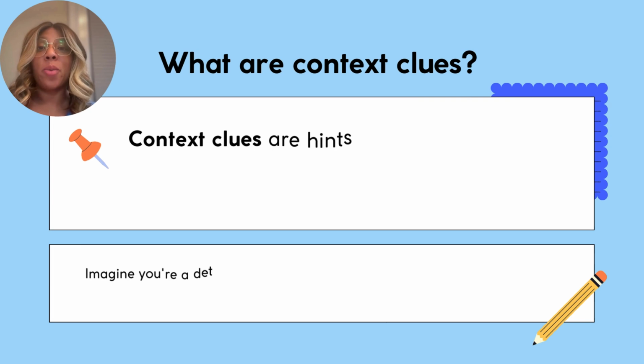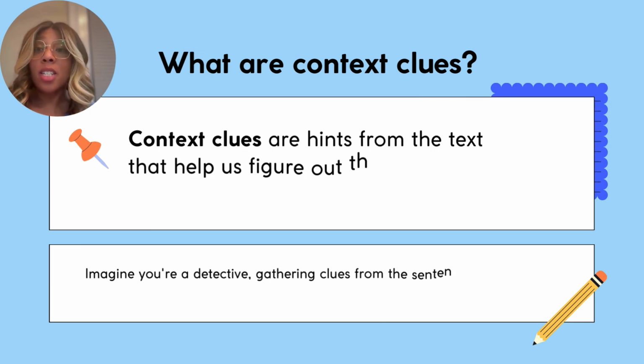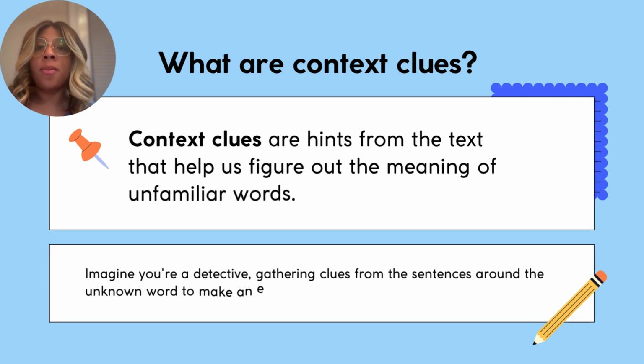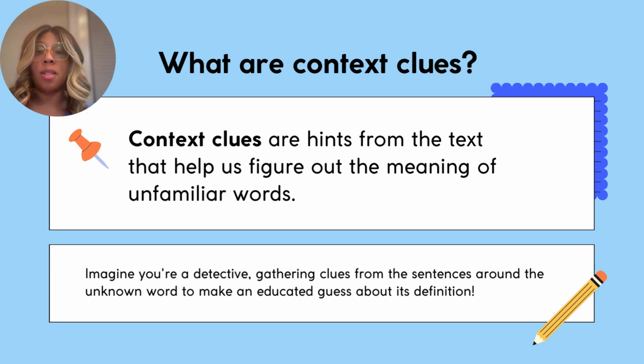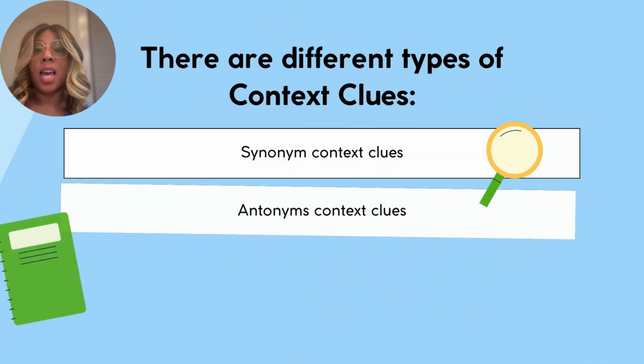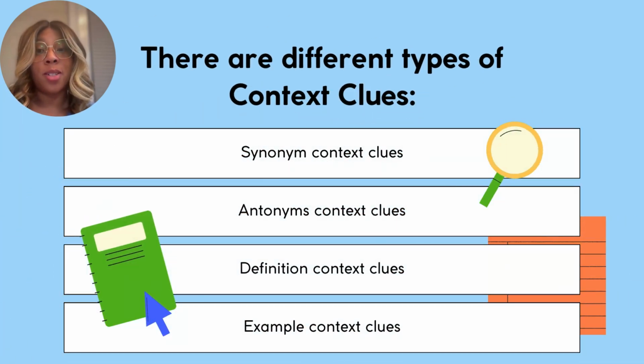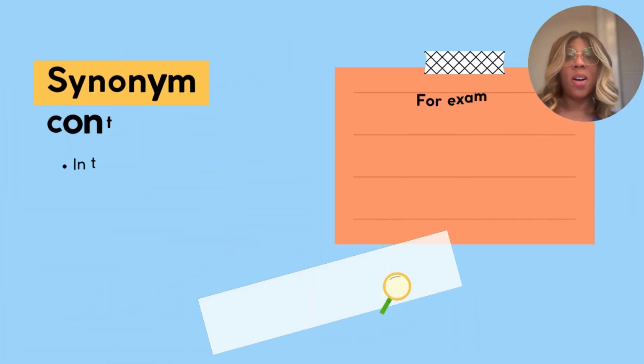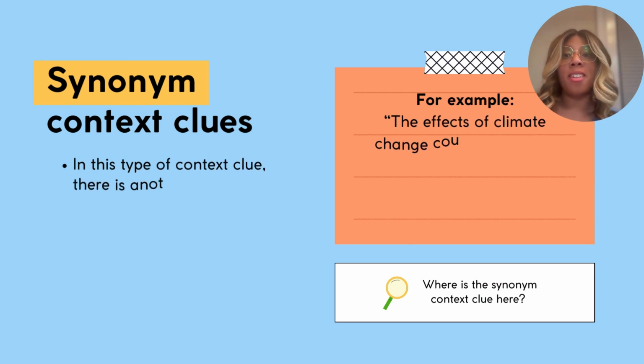First, let's define what context clues are. Context clues are hints from the text that help us figure out the meaning of unfamiliar words. Imagine you're a detective gathering clues from the sentences around the unknown word to make an educated guess about its definition. There are different types of context clues: synonyms, antonyms, definitions, and examples. Those are the different types that we'll be going over today.